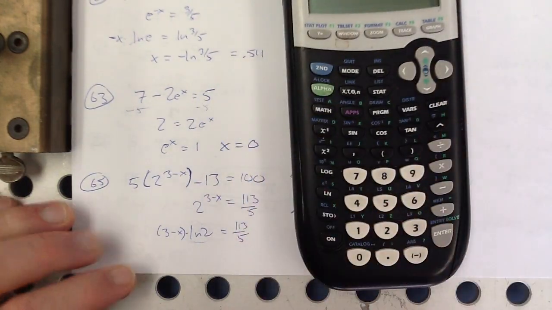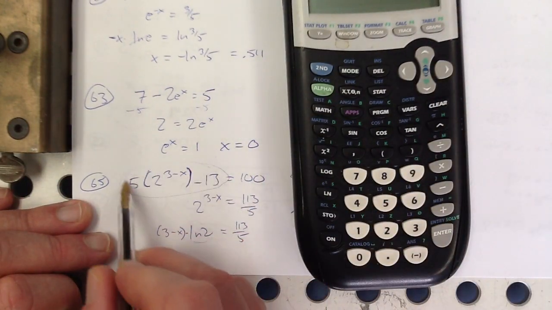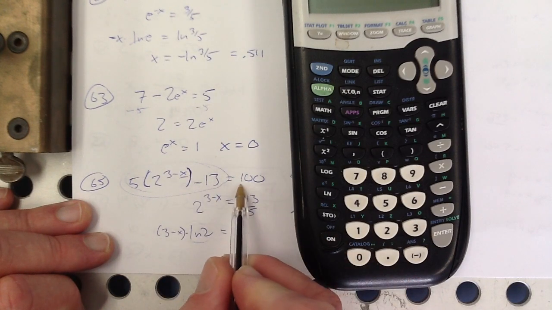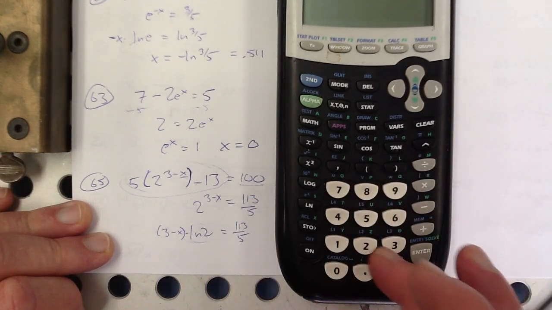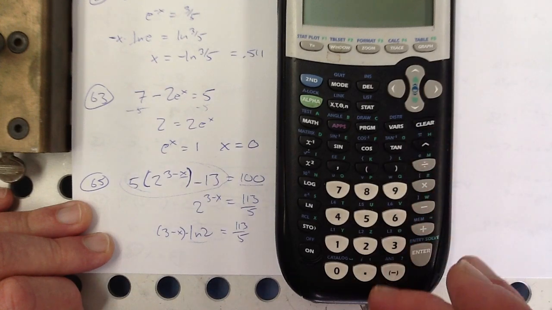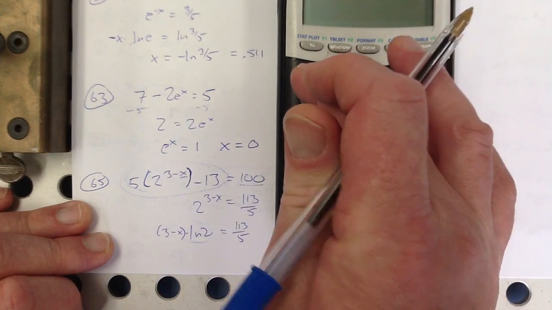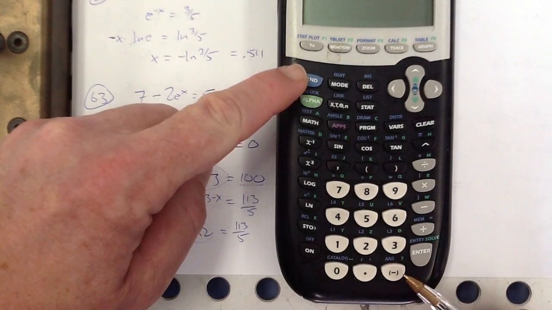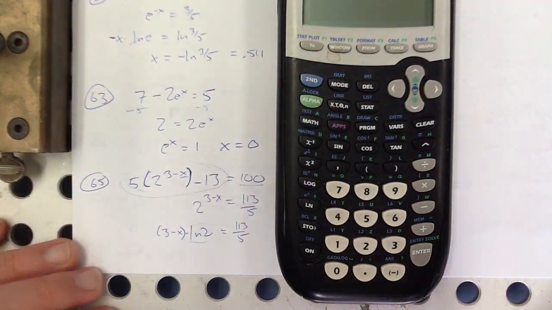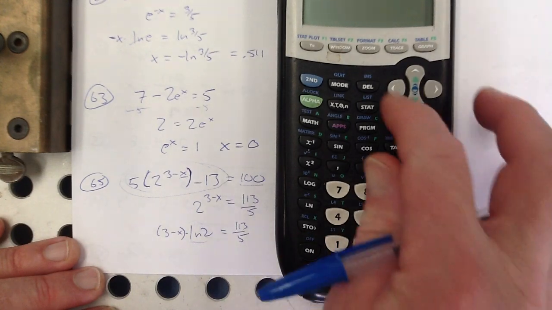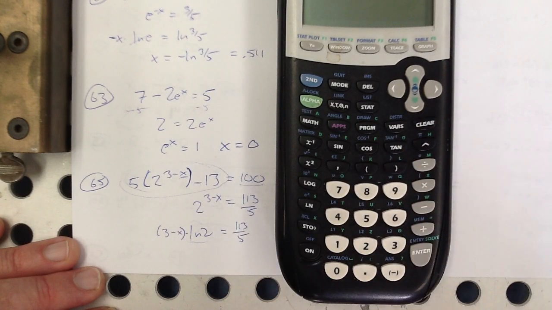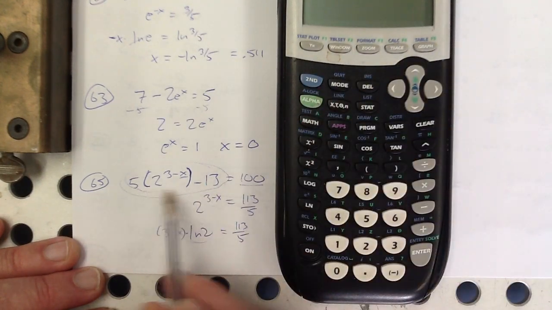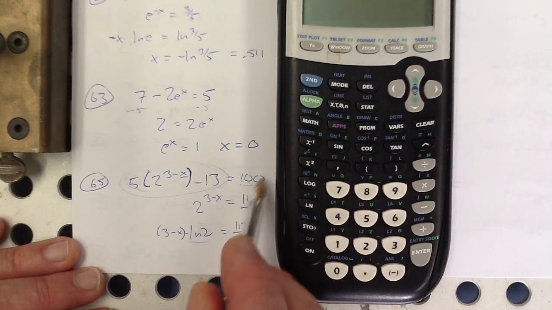That means if I put this expression in with the answer right here, I should get 100. That's how I can check my answer. So 5 times 2 raised to the 3 minus answer. That was the second minus sign to get the answer there. Close parentheses. Minus 13. Just going to pause for a second, make sure that that looks right. It does, and I should get 100.